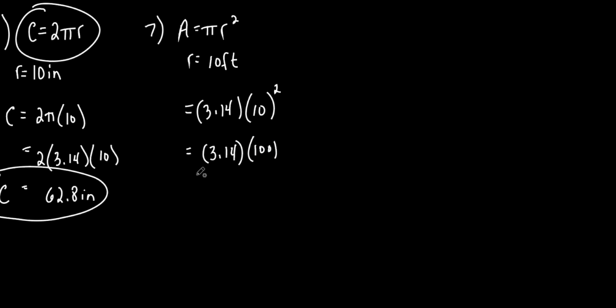Can you multiply that by 100 in your head? Yeah, you take that decimal, you move it where? To the right. You're making it bigger. You're not making it smaller. You're multiplying by 100. So you move it to the right, which gives you 314. This is in feet. This time it is area. So it's feet what? Feet squared. So that's how you would do that.